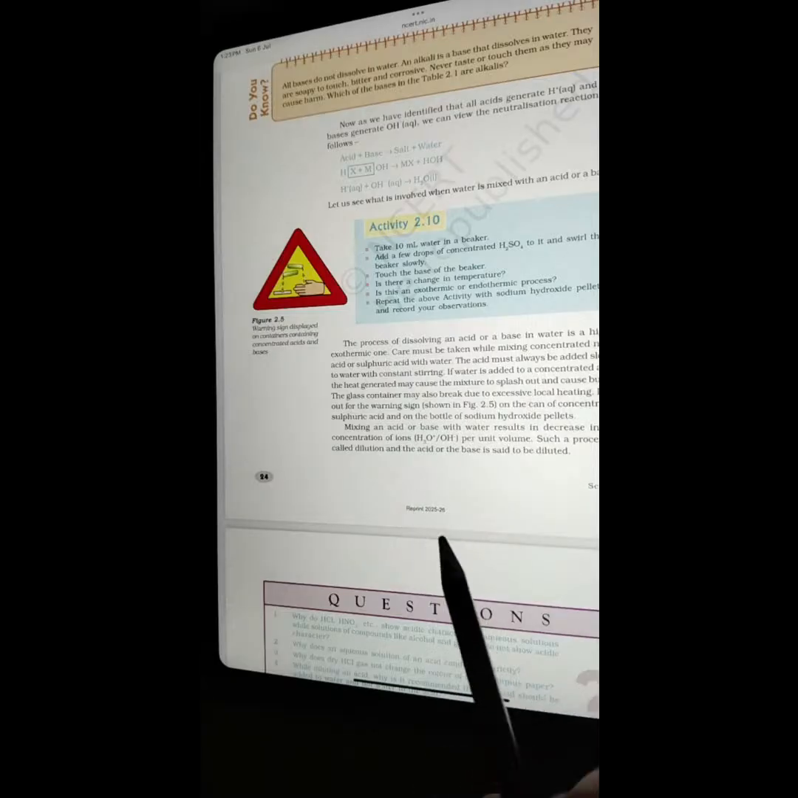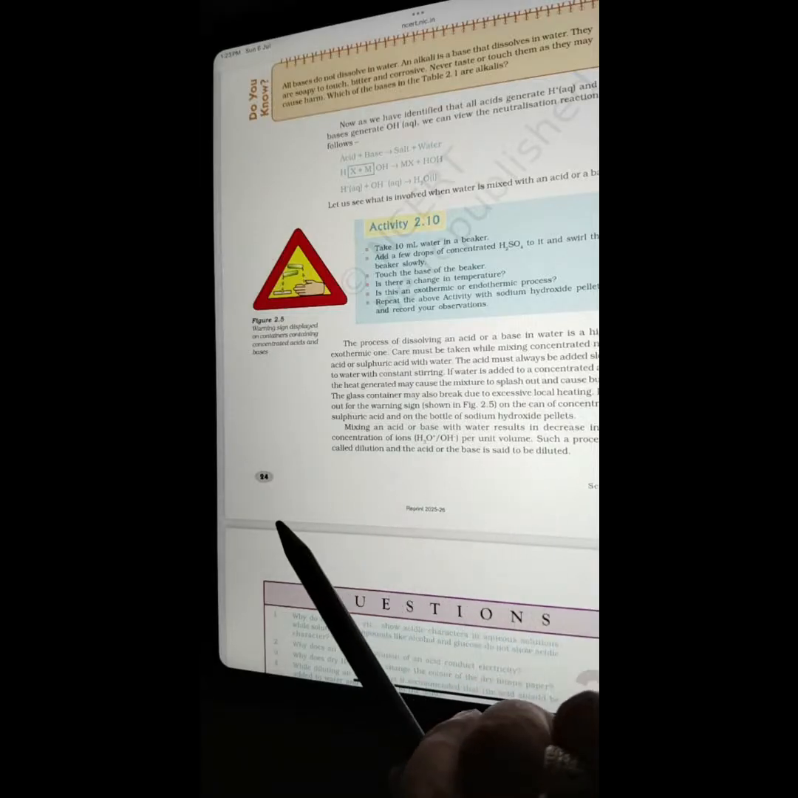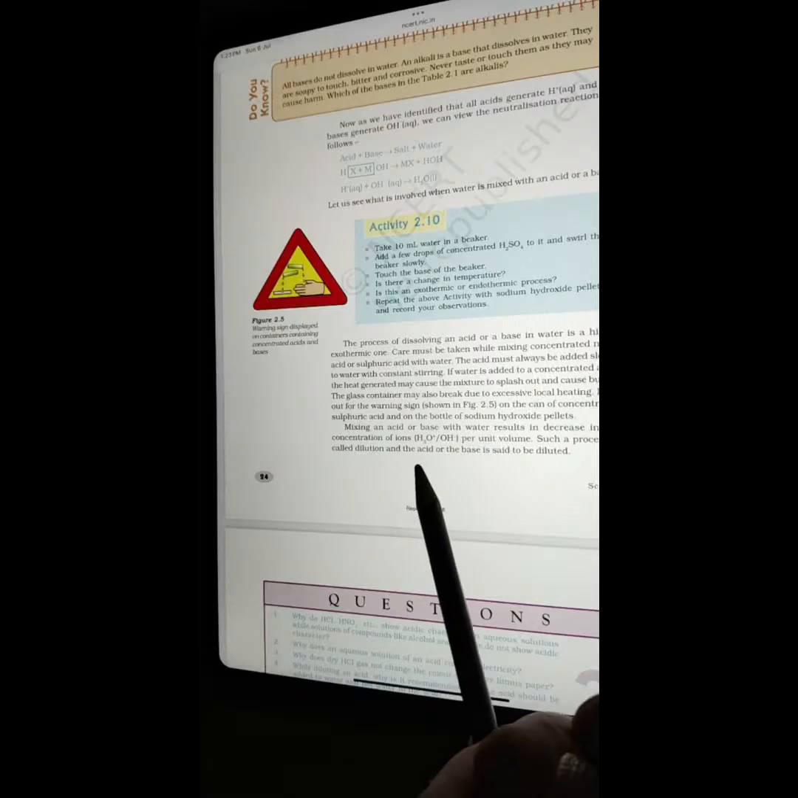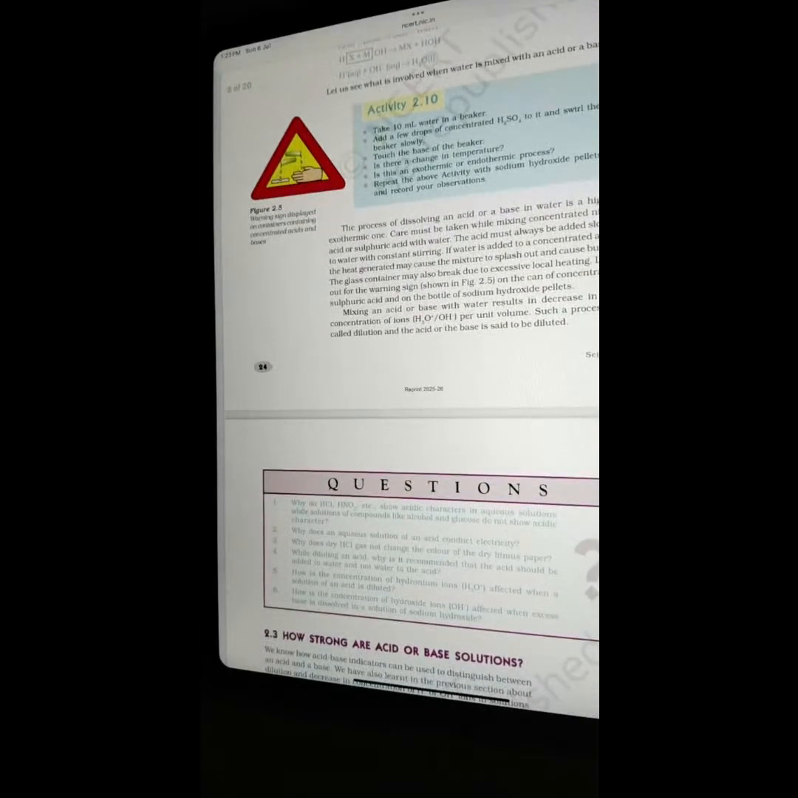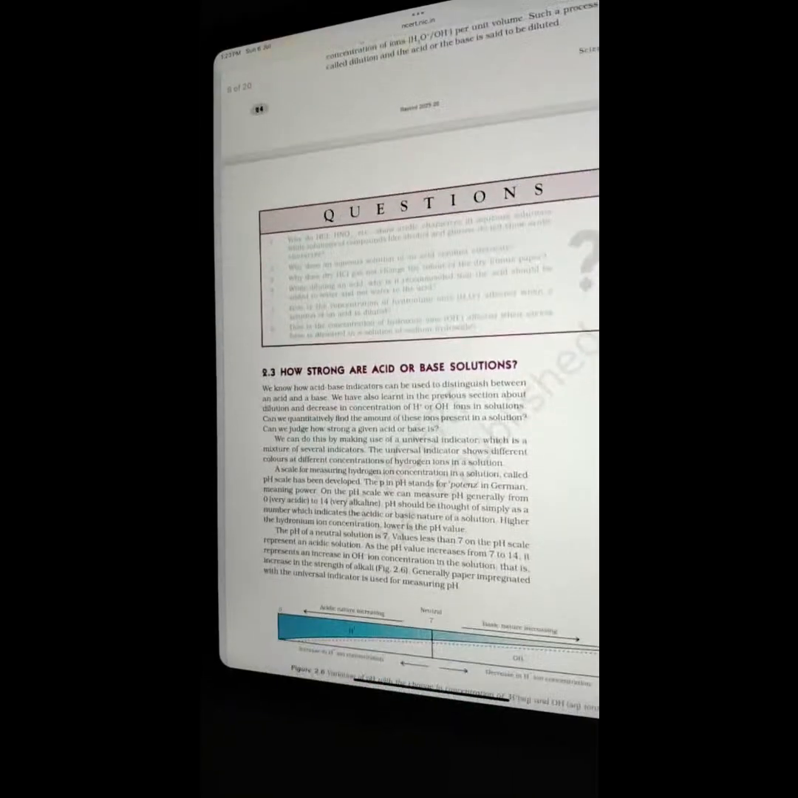Mixing an acid or a base with water results in a decrease in the concentration of ions, H3O+ and OH-, per unit volume. Such a process is called dilution, and the acids and bases are said to be diluted.